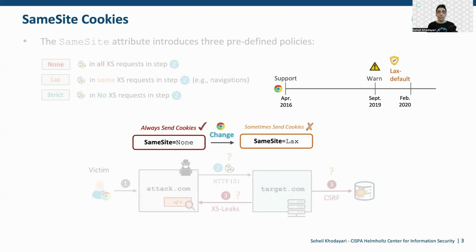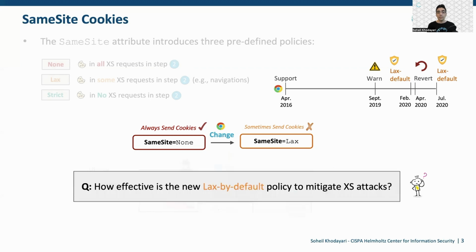The lax by default was then initially enforced in February 2020, where we had this transition from same-site equal none to same-site equal lax for cookies that miss an explicit same-site attribute. Soon after, in April, this change was reverted due to the COVID-19 pandemic and then reinforced in Chrome 84 as of July 2020. So since then, we have lax by default as the new default policy in Chromium-based browsers. And the question is how effective it is to mitigate cross-site attacks.